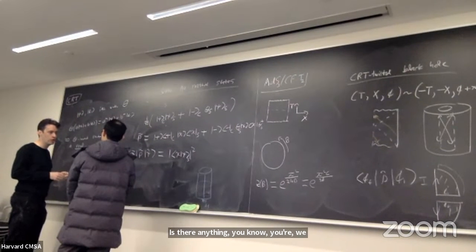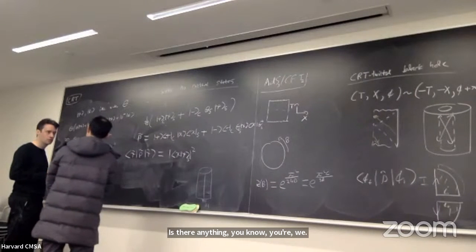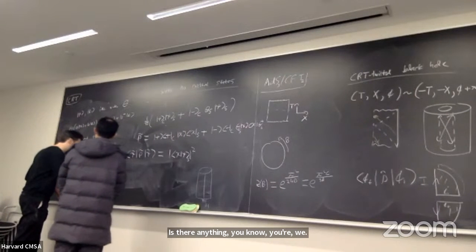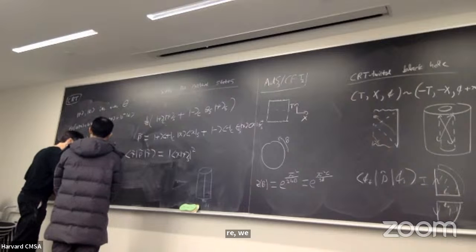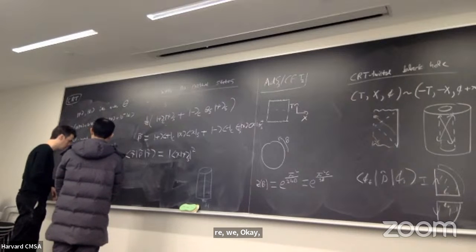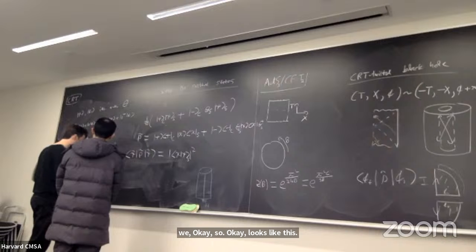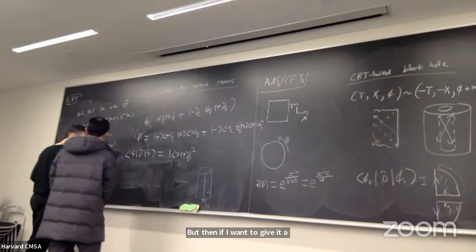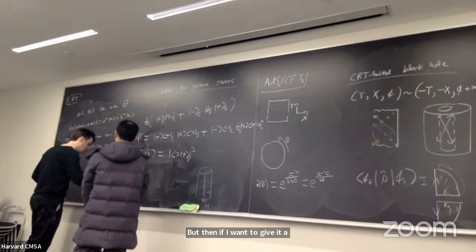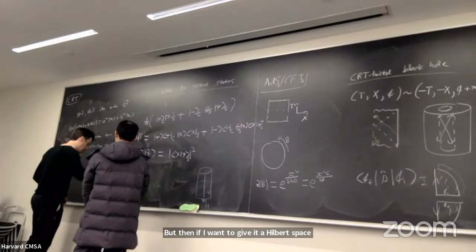That's what you usually do when you define a Euclidean state. Okay, so the Euclidean Mobius strip looks like this, right? Yeah. But then if I want to give it a Hilbert space interpretation, I have to cut it. And then I get this.